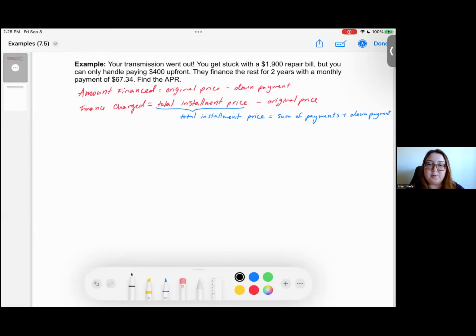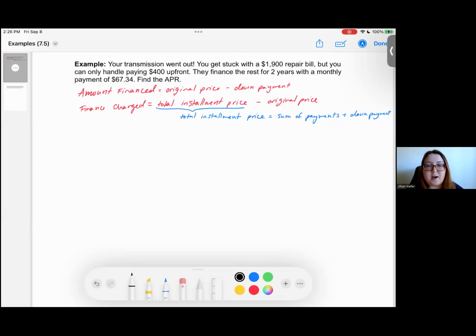All right, so here's our problem, and I've written down the formulas that we needed to remember for this problem. As a reminder, our example: you have a $1,900 repair bill, you pay $400 up front, and you are financed for 2 years with a monthly payment of $67.34. We said that to solve this, we would have to divide the finance charge by the amount financed and then multiply that value by 100 to get the value of our APR to use for our table. So we have to find the finance charge and the amount financed.